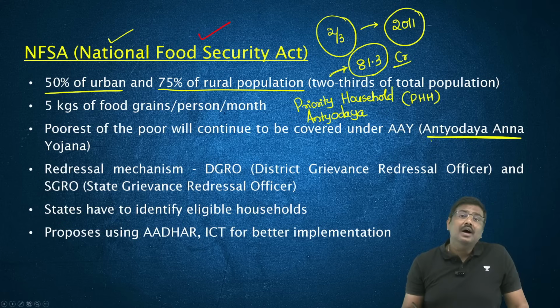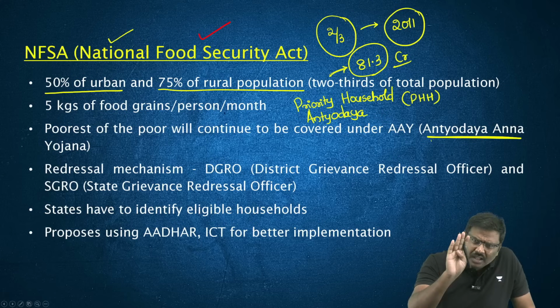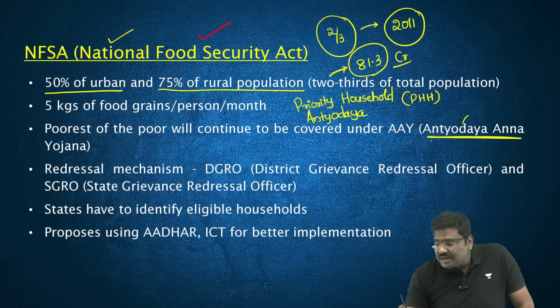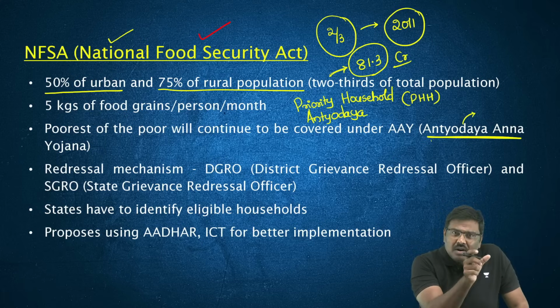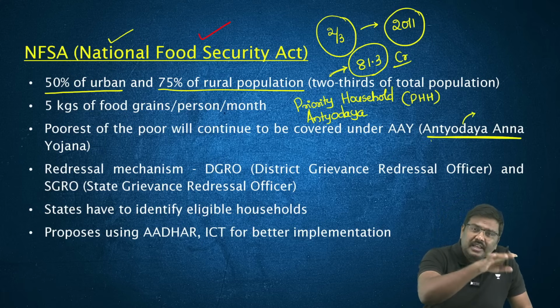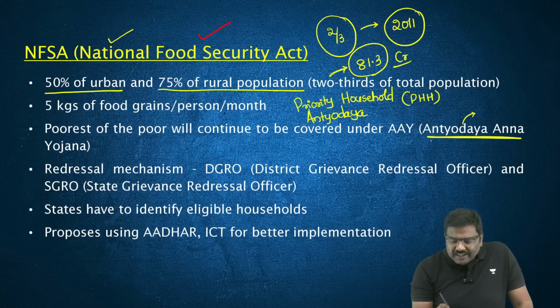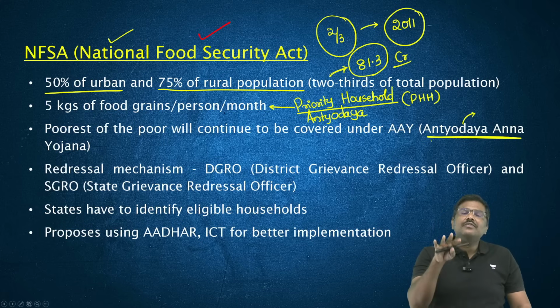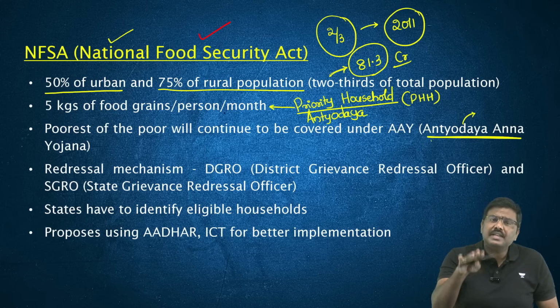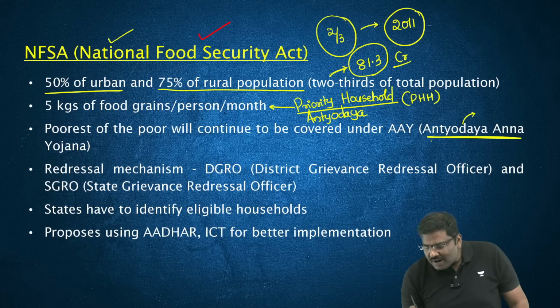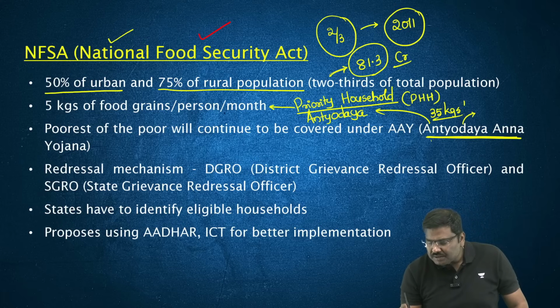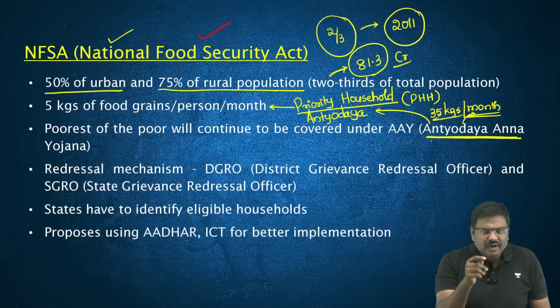under Antyodaya Anna Yojana. They would be given an Antyodaya card, issued with a certain number of food grains. Higher entitlement is provided. So what is the entitlement? For a priority household, the entitlement is 5 kgs of food grains per person per month. And if you have an Antyodaya card, you will be provided with 35 kgs of food grain per month.